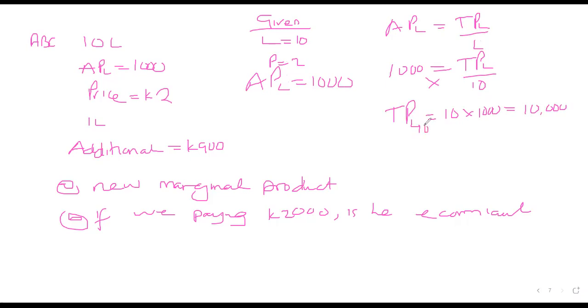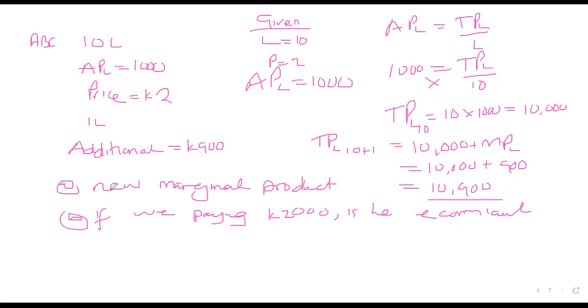Now, one additional laborer, 10 plus 1, will be 11 now. When we add what he's bringing into the company, we call it the marginal product of labor. Anything additional is called marginal product. So this laborer who wants to join us is saying, when I join you, I'm going to add 900 units to your production. So what is our new total product of labor? It is 10,900.